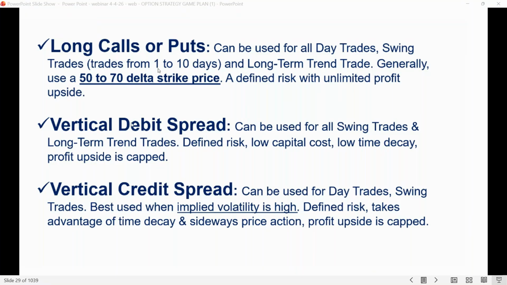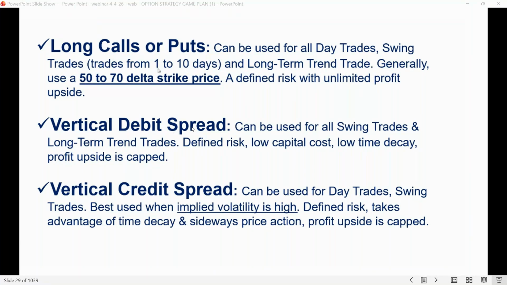Now, the next step in your progression would be up to a vertical debit spread. These can be used for your swing trades, longer term trades. They can also be used in certain situations for day trades. The vertical debit spread is a defined risk, low capital cost trade, and it lowers your time decay because you have that additional option sold against it to bring in some positive theta. So you've got your profit capped, and you've got your losses capped on this kind of trade. It's a defined risk trade setup, and it's a really great spread to understand and use in certain situations as well.